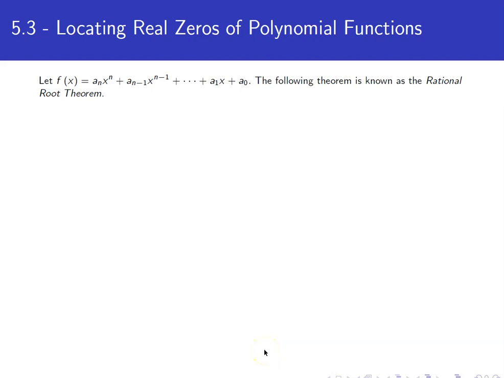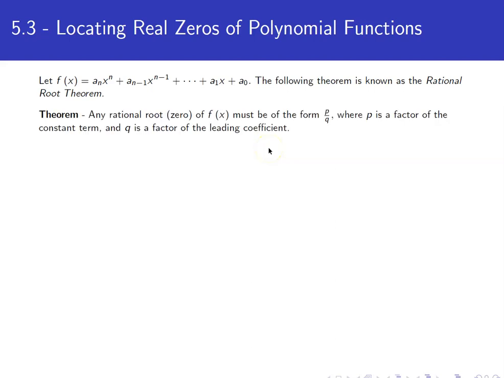In this video, we're going to introduce locating real zeros of polynomial functions. Let's suppose that f of x is a polynomial. The important things of this polynomial that we're going to worry about for the result that we're going to talk about, the rational root theorem, are going to be the leading coefficient, the a sub n, and the constant, a sub 0.